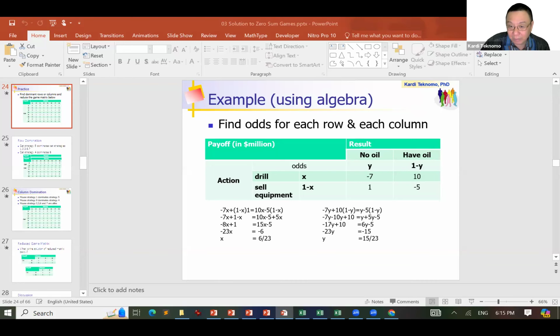So from this equation, you can solve algebraically. You get this value, so you get X and Y. Of course, 1 minus X and 1 minus Y is just simple. Is it clear or not? We just use algebra to solve this.